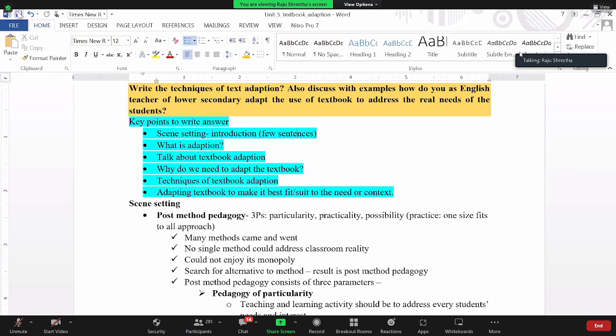Of course, the textbook written by a group of writers at the central level may not address the local needs of the students who are living in different parts of the country. So sometimes we need to localize. Sometimes we need to adapt. Sometimes we need to supplement textbook. So why don't we think about this context of textbook use? Then how do we best utilize textbook from these areas?